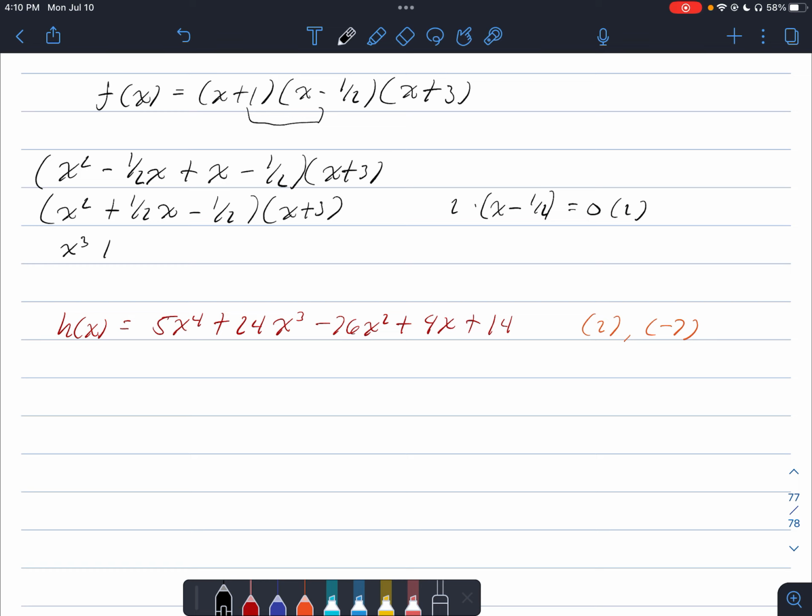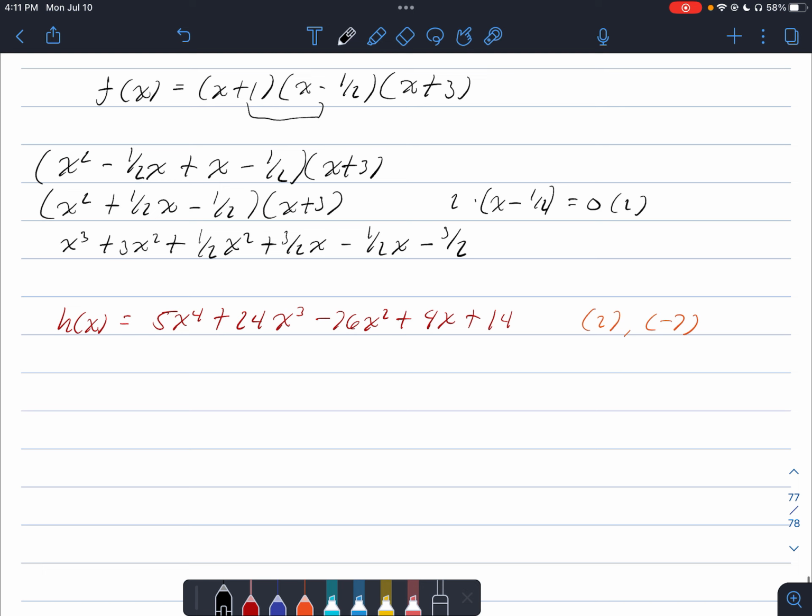Okay, so then we'll have plus 3x squared plus 1/2 x squared plus 3/2 x. Okay, and then we'll have minus 1/2 x minus 3/2. Okay, so let's see what this looks like.